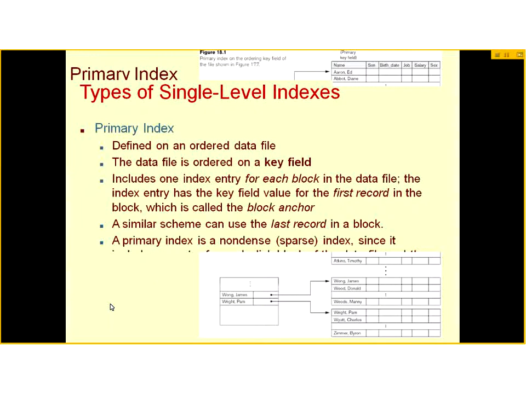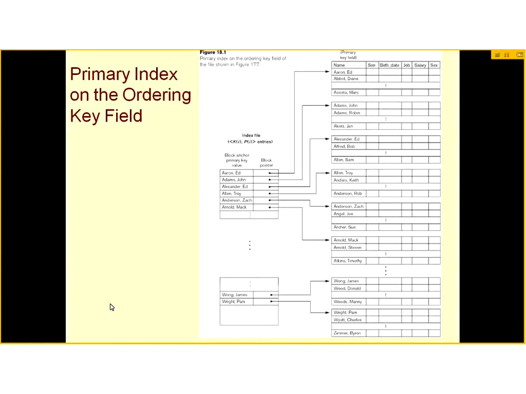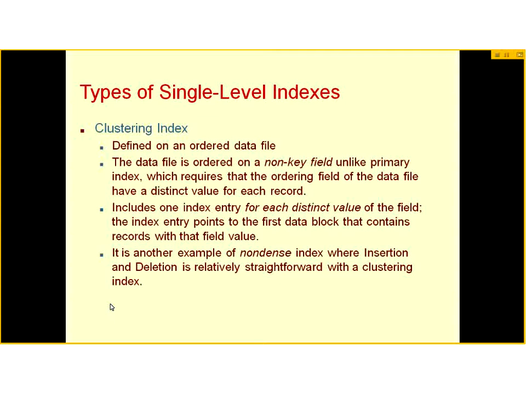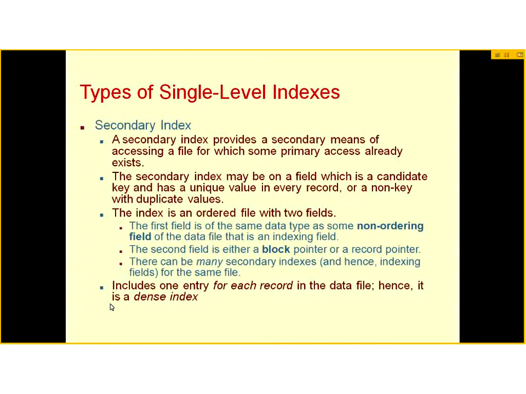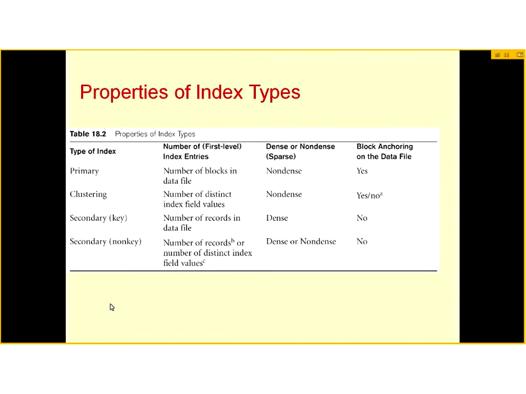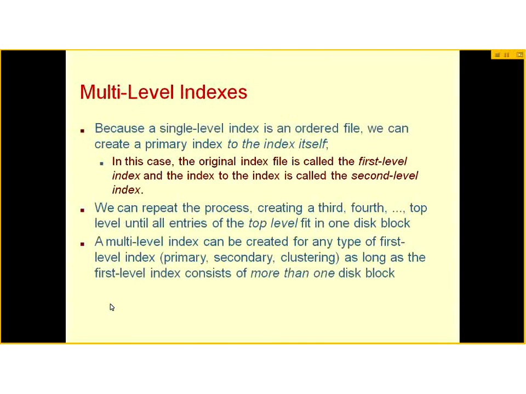Then there are types of single-level indexes, primary indexes, how primary indexes are stored, and then what a clustering index is, and which information a clustering index needs. And then these are the properties of index size. You should be aware of this because this is a summary table, so you should remember this.